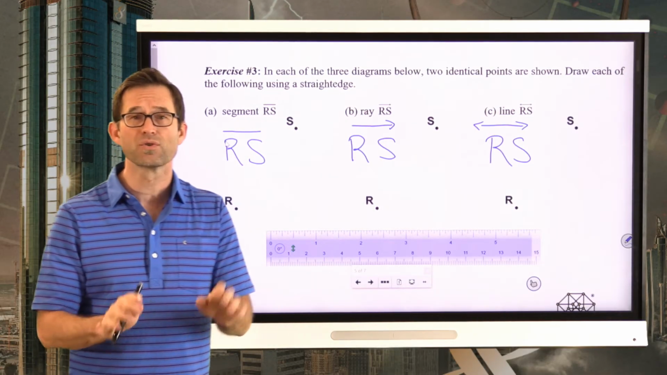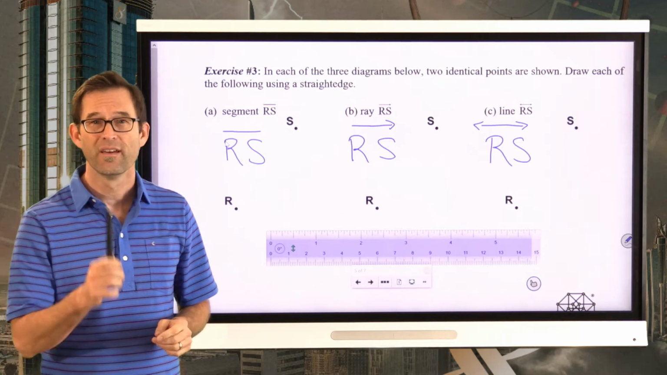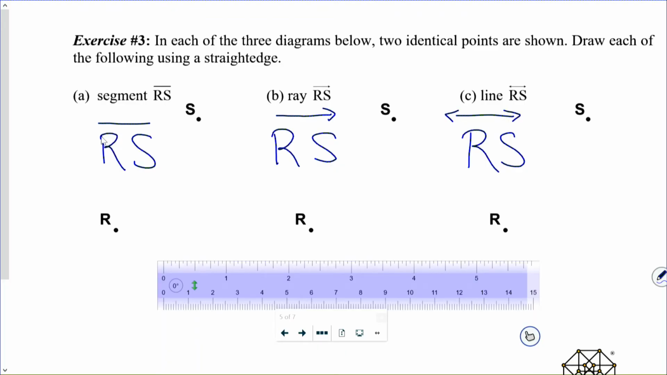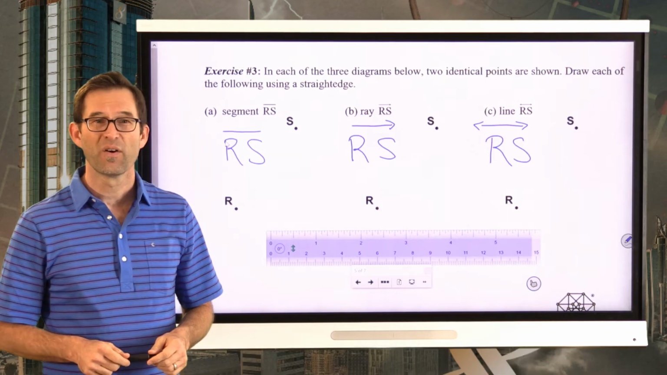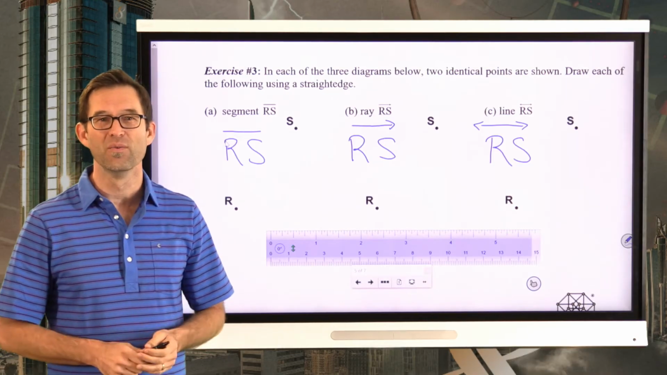So let's just read through exercise 3 and then have you do some drawing. Exercise 3. In each of the 3 diagrams below, 2 identical points are shown. Draw each of the following using a straight edge. All right, we'll pause the video now and go ahead and do this.